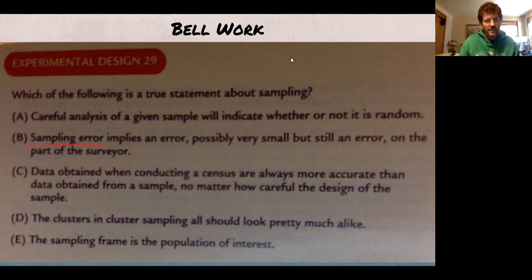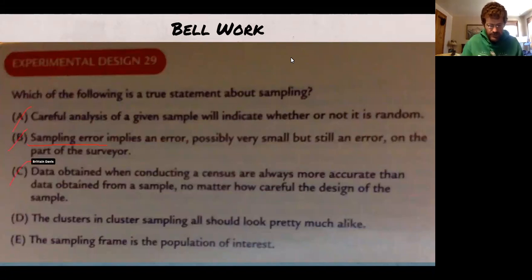Data obtained when conducting a census are always more accurate than data obtained from a sample, no matter how careful the design of the sample. Theoretically, it's true, but it's not always true because of the complications with the census. Sometimes you can have undercoverage, even though you think you're getting a census. And sometimes opinions change in the middle of collecting a census. So it's not always better.